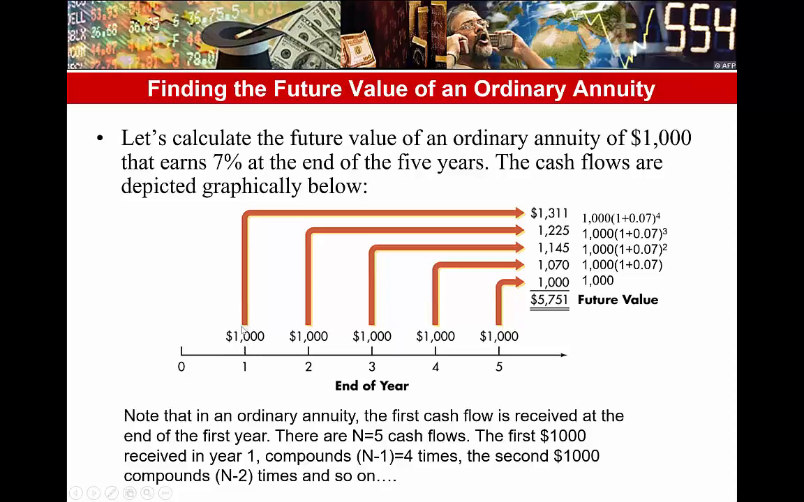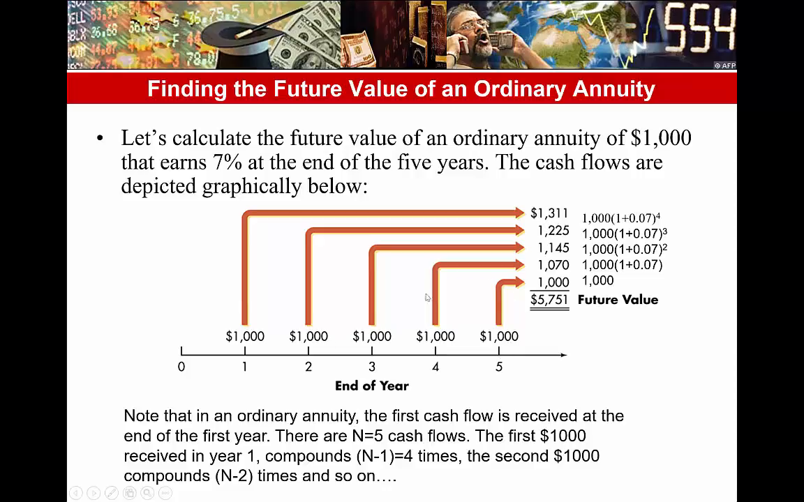The first inflowing cash flow compounded 4 times, 1, 2, 3, and 4 times. Therefore, the value of $1,000 that comes in at the end of the 1 year grows into $1,311 after 4 times compounding. So this is the simple future value of a single sum formula, which gives us the value of $1,000 that is received at the end of the 1 year as of the end of year 5.